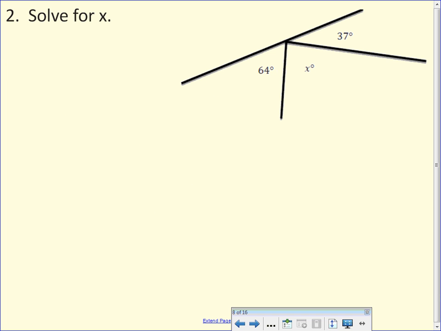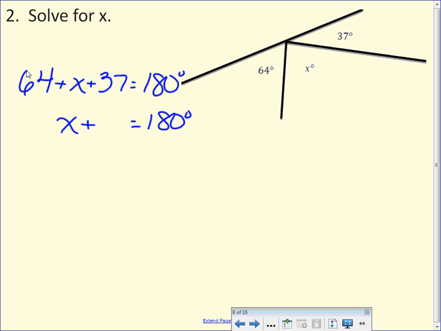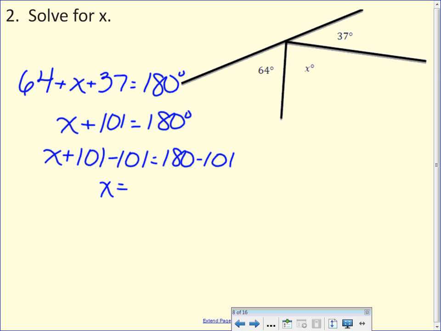Alright, so let's take a look. All three angles form a straight line, so that's 180 degrees. I'm going to combine like terms before solving. So it's 64 plus 37. So now I can subtract 101 from both sides. And what is 180 minus 101? I like the way you said degrees. Very good. Questions on where any of those numbers came from?